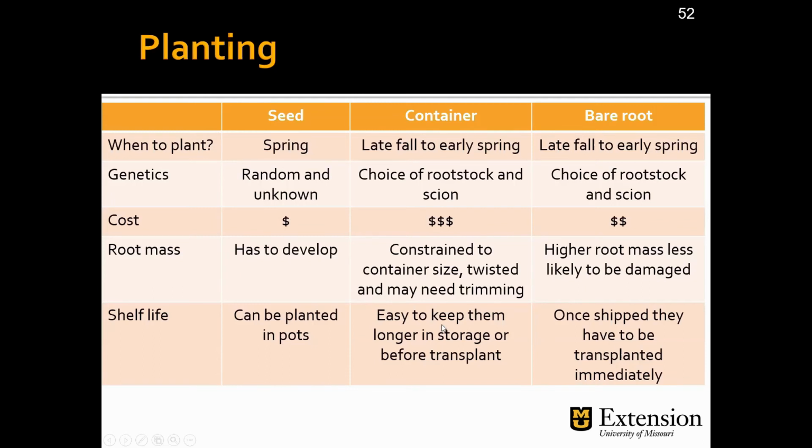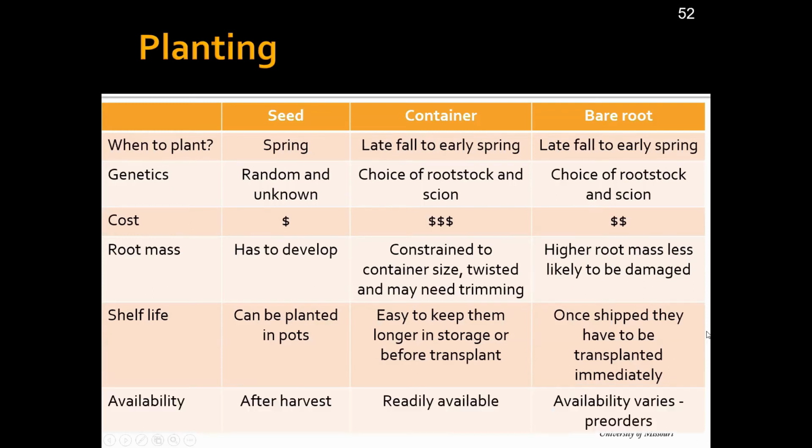When you get that planting material, it's easier to keep container planting material alive and in storage before transplant. Bare rootstocks don't have any soil, so the roots are exposed to drying. So once shipped, you have to make sure that you are preventing those roots from dehydrating or from being damaged, and you transplant them immediately.